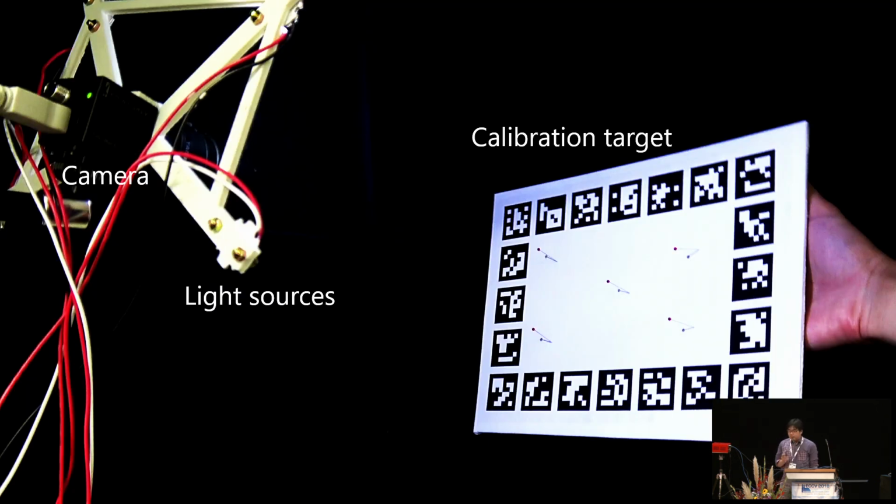In our method, we therefore avoid spheres and highlights, and instead use small shadows on a calibration target that is cheap and easy to make. In this figure, on the left side, there is a target camera and light sources. And the board on the right side is our proposed calibration target.